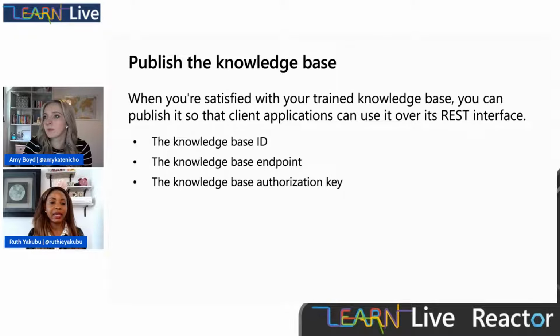So the next thing is once you train, and when you train your knowledge base is actually a model. You actually train a model, and you're ready to publish it. To publish it, you basically deploy it, and it does all the training. And the output it gives you is the knowledge base ID, the endpoint, and the key.